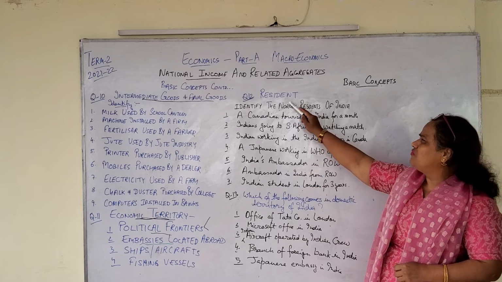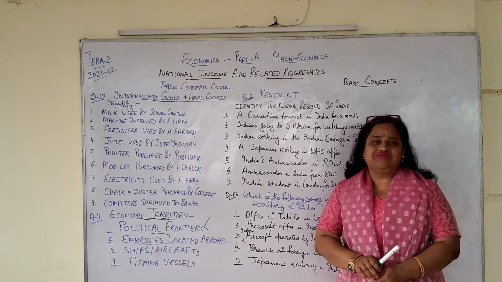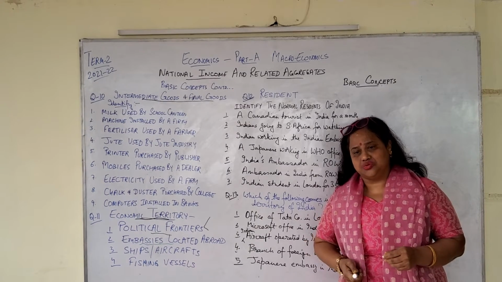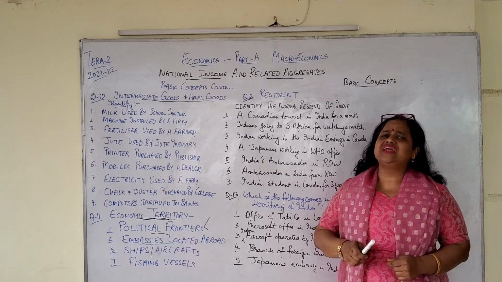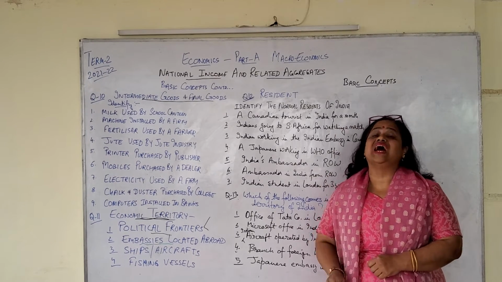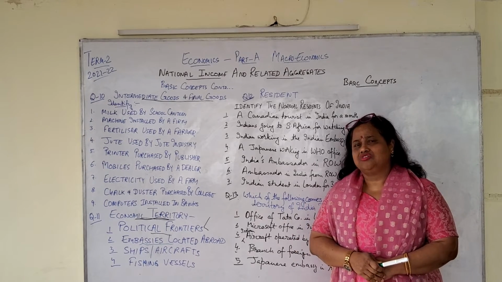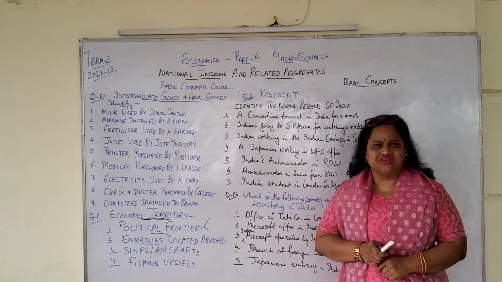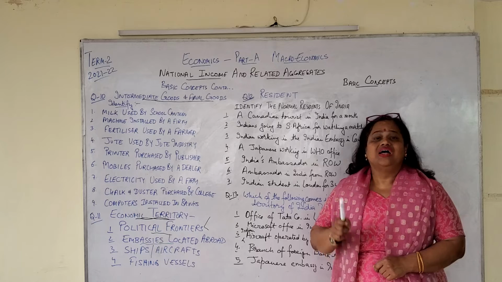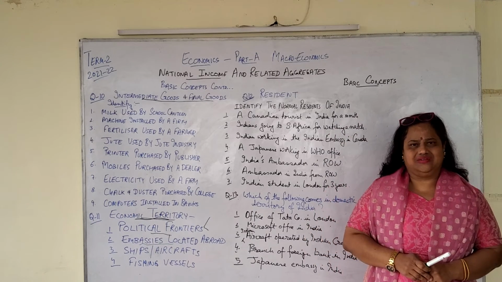So let's move on to a very new concept called resident. Now, first of all, the concept and the definition. A resident is a person or an institution whose economic interest lies in the country in which he lives or is located. So I repeat, a resident is a person or an institution whose economic interest lies in the country in which he lives or is located.